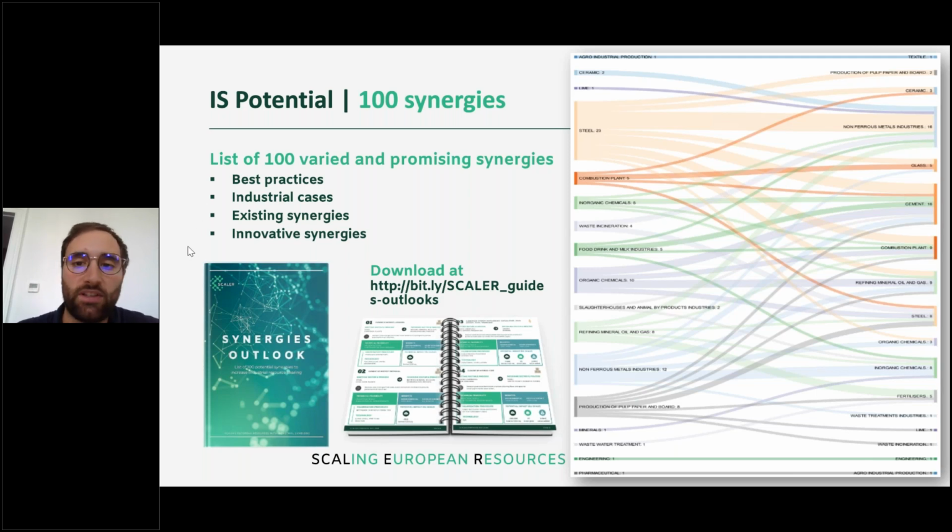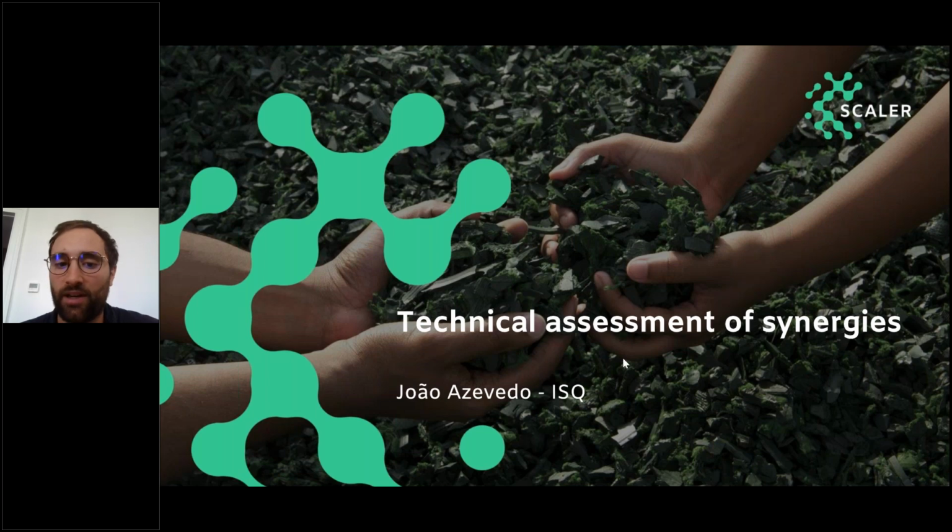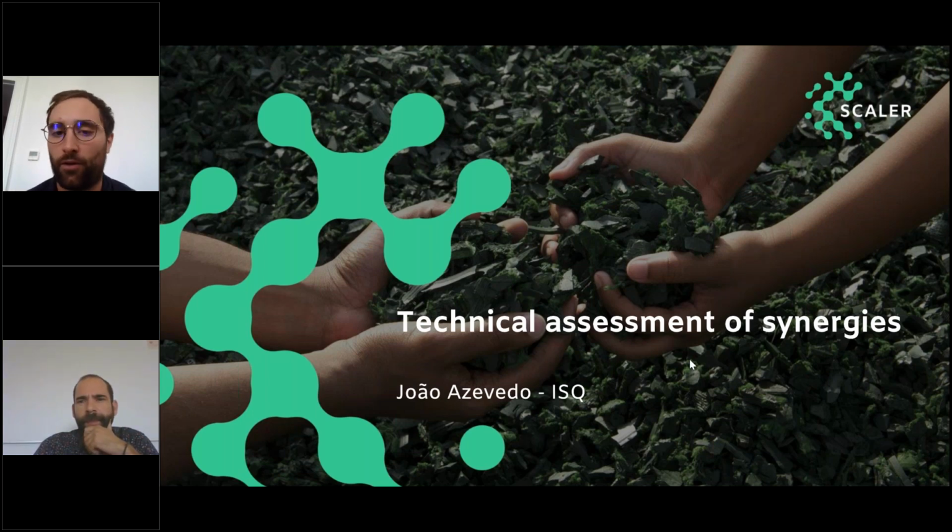If you want more details about the synergies identified, you have a dedicated report and a dedicated guide, in which you have specific sheets for each synergy. So here you can have an overview of a Sankey diagram for all emitting sectors. It's a number of synergies, not the volume. You have the emitting sector and the receiving sector for all the synergies we identified in Scalar. So I will let my colleague João from ISQ take the floor, and he will present the technical assessment of the synergies and the amazing work they did with their technology database.